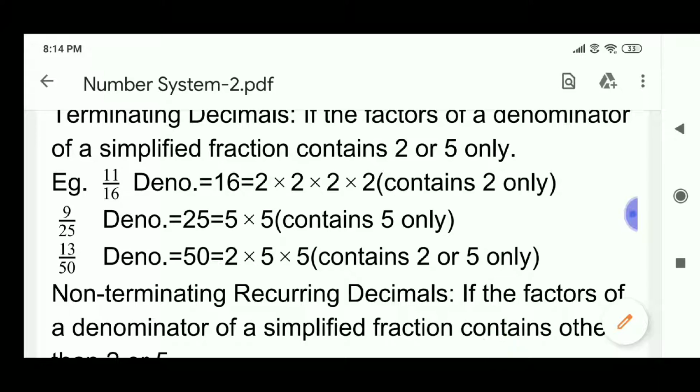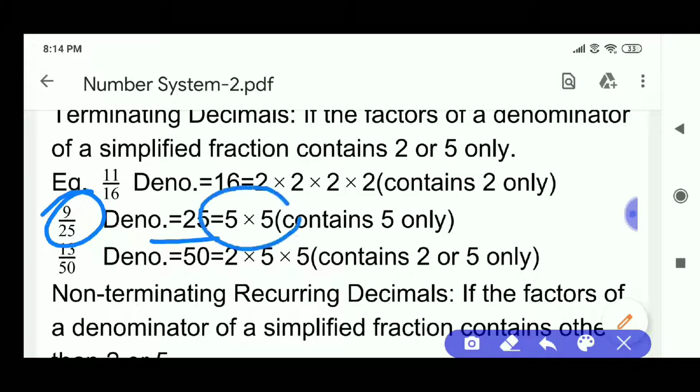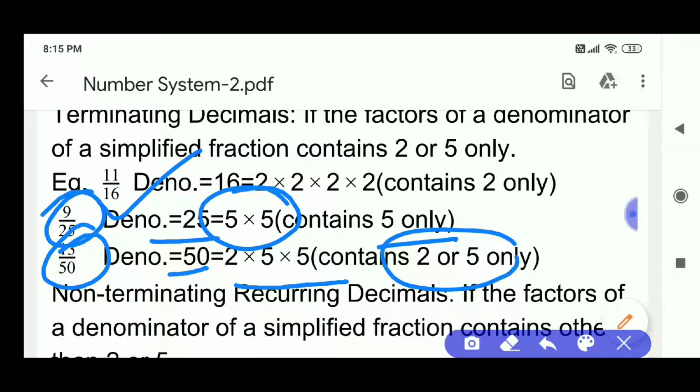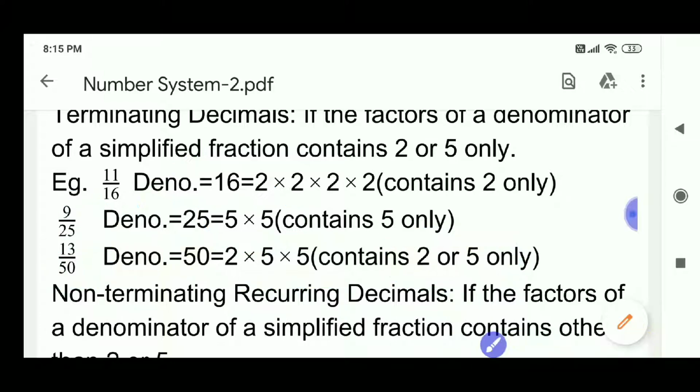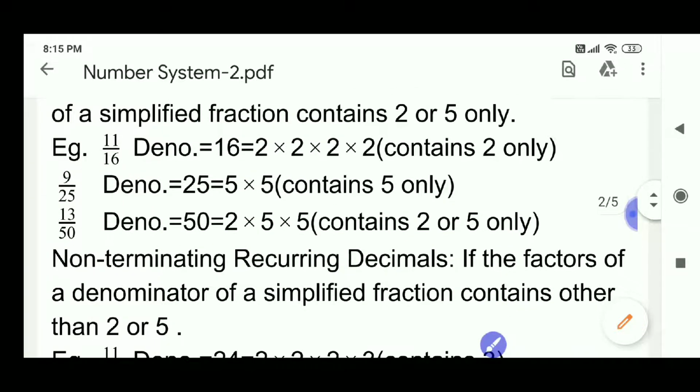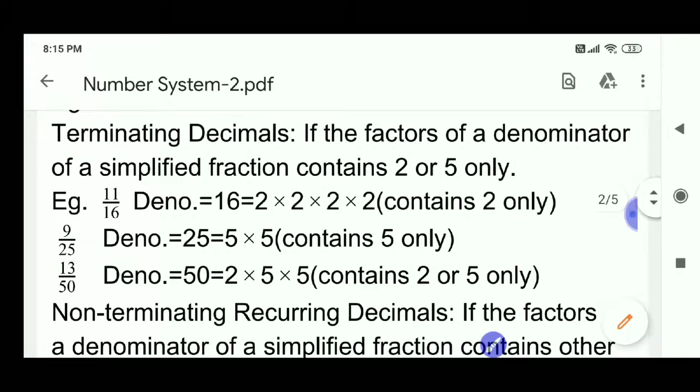One more example. 9 by 25. It is a simple fraction. It cannot be further simplified. So denominator is 25. Prime factorization is 5 into 5. It contains only 5. So 9 by 25 is a terminating decimal. Similarly, 13 by 50. Denominator 50 is 2 into 5 into 5. Contains 2 or 5 only. So 13 by 50 is a terminating decimal.